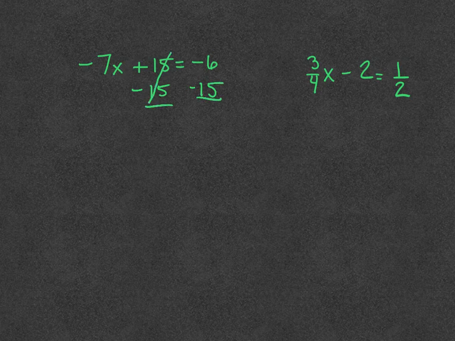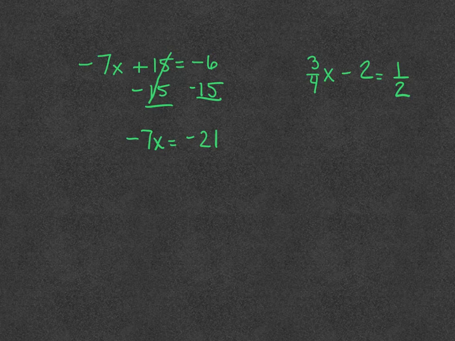Positive 15 plus negative 15 will cancel, and I'm left with negative 7x on the left-hand side. Negative 6 plus positive 15 would be negative 21. And now, my last step, I have negative 7 times x. We undo multiplication with division. Whatever I do to the left side, I have to do to the right. So I'm going to divide both sides by negative 7 so that my equation stays balanced.